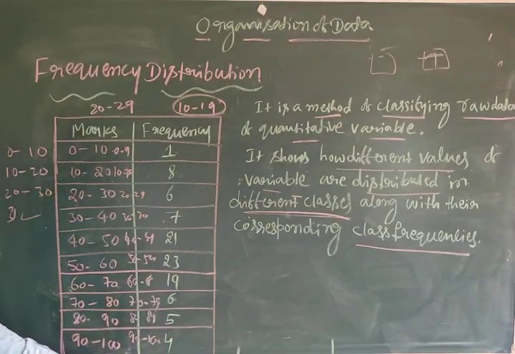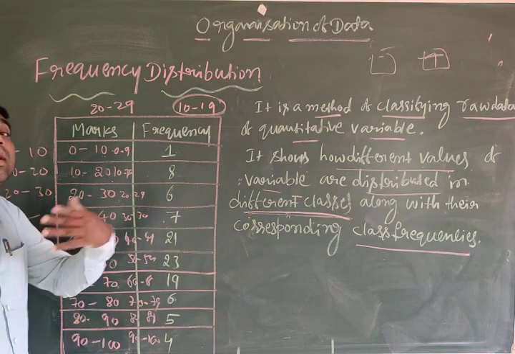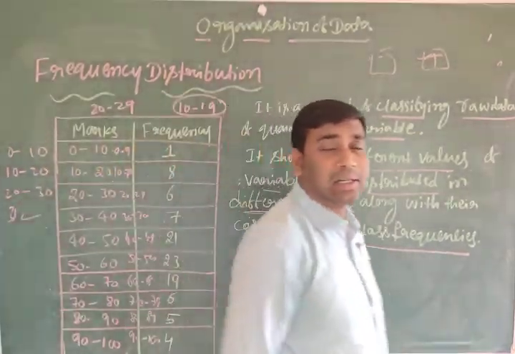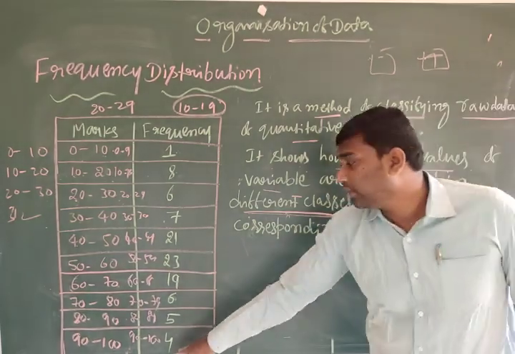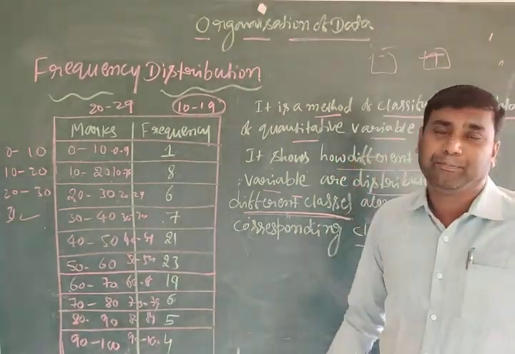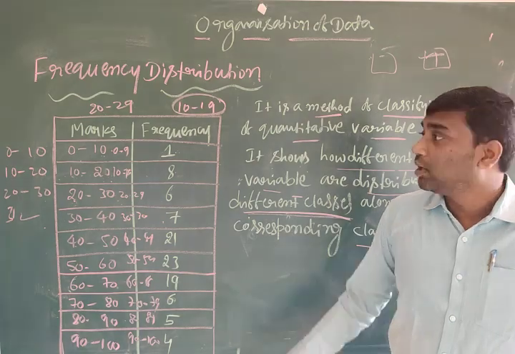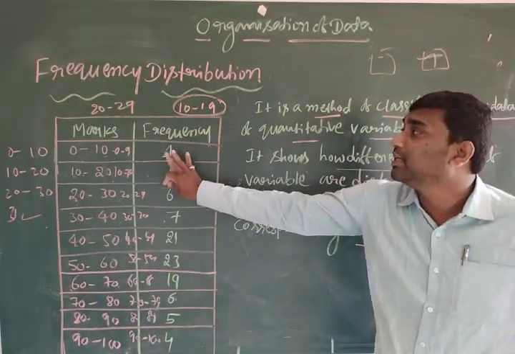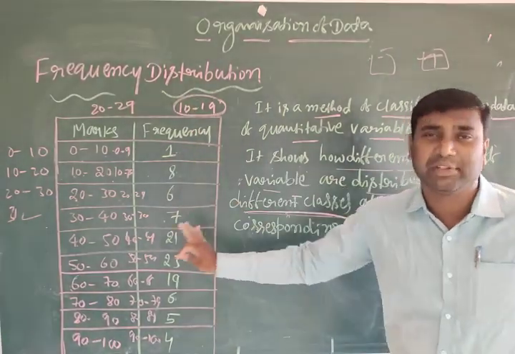Why are we calculating this 100 here? Because there is no other class. That's why we have to calculate 90 to 100 here. This is called frequency distribution.